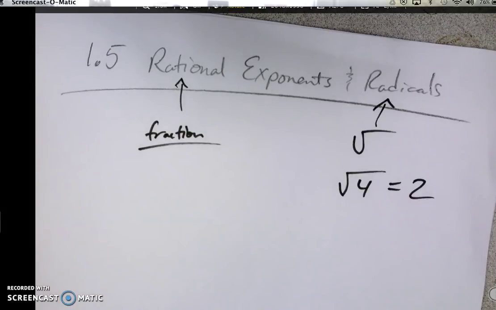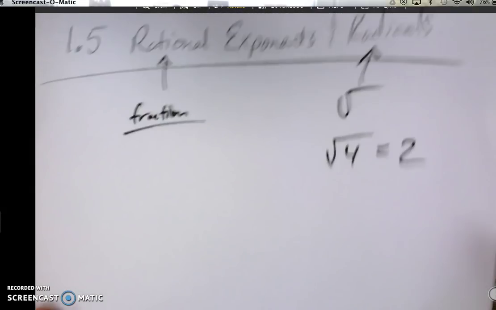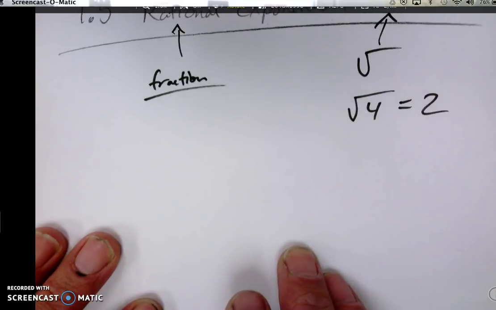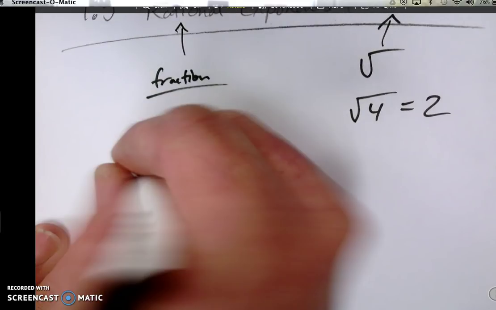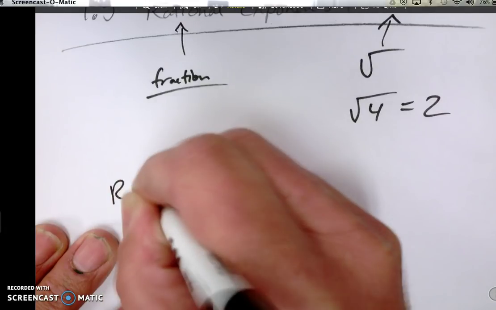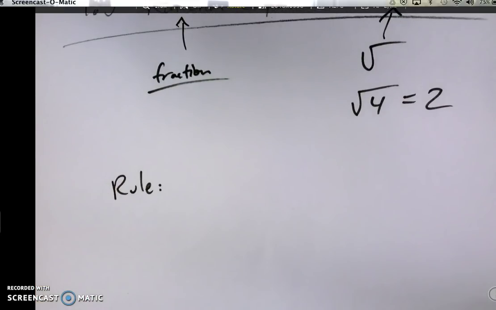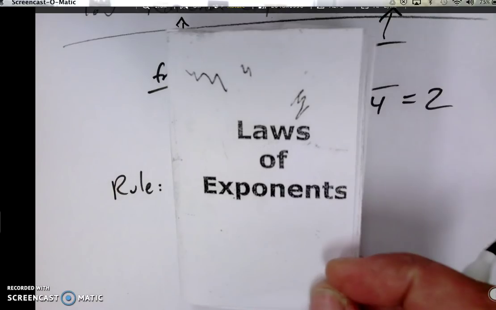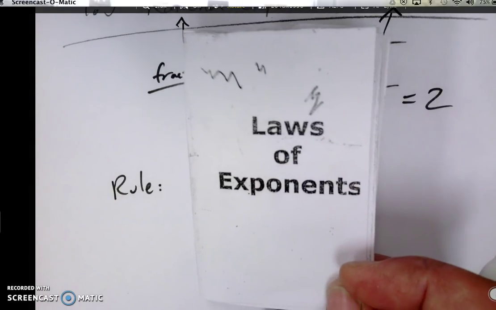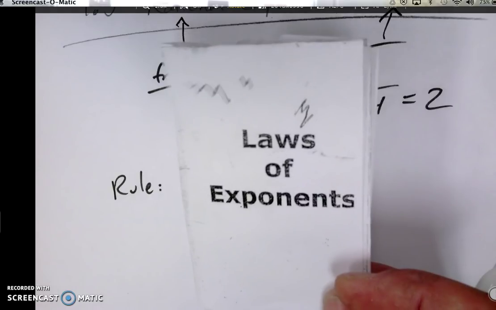Okay, so what I want to try to do today is explain some of the stuff that's in the book, because I won't be here tomorrow. So first things first is our rule. We had some other exponent rules in the booklet. If you still have your exponent booklet, this little Laws of Exponents book, this is a rule that's not in there. So this is one extra rule.